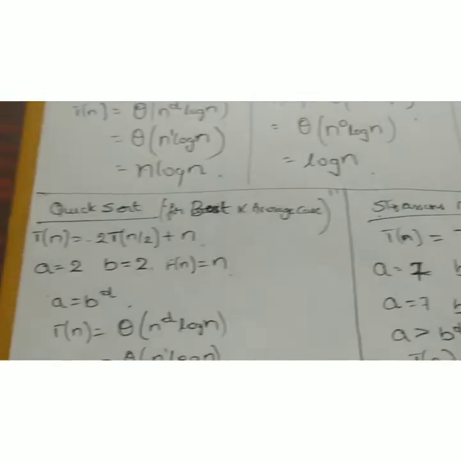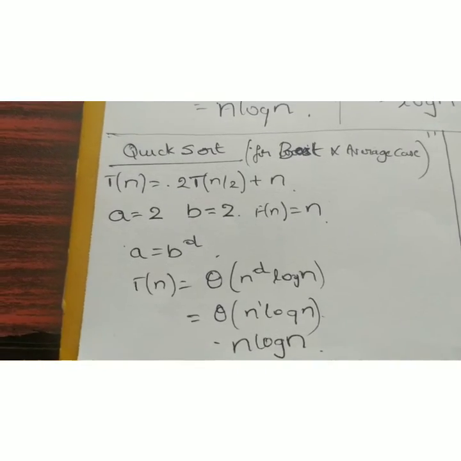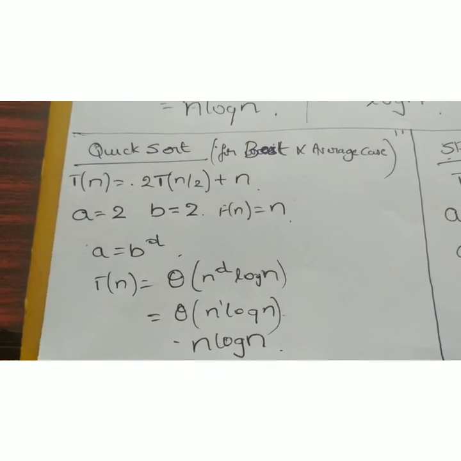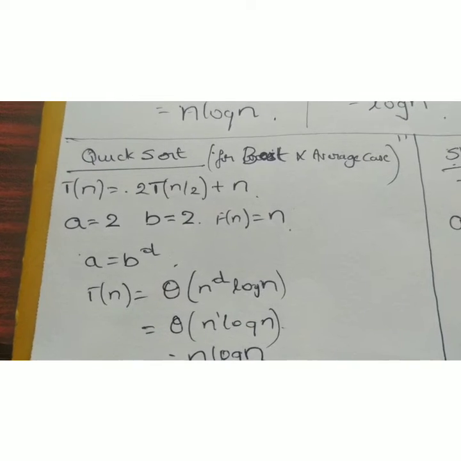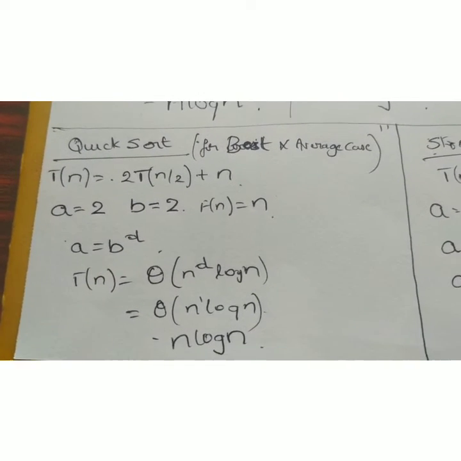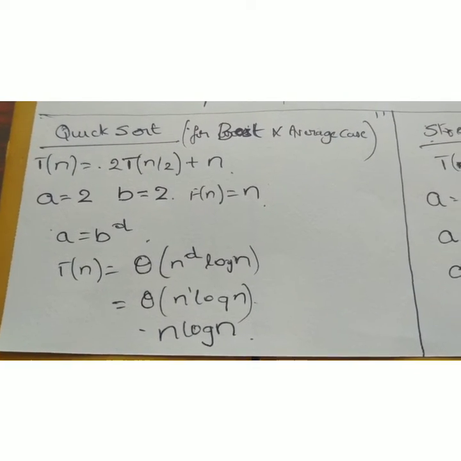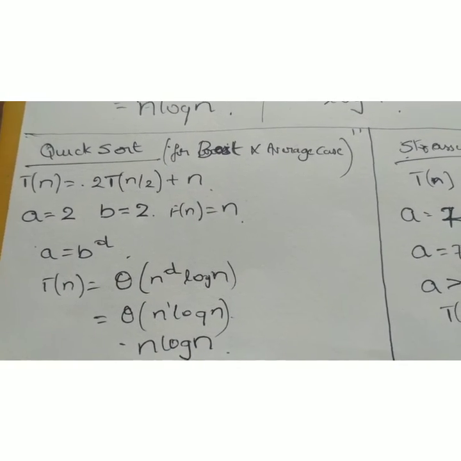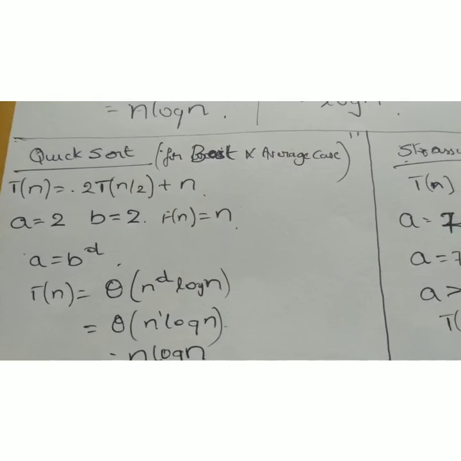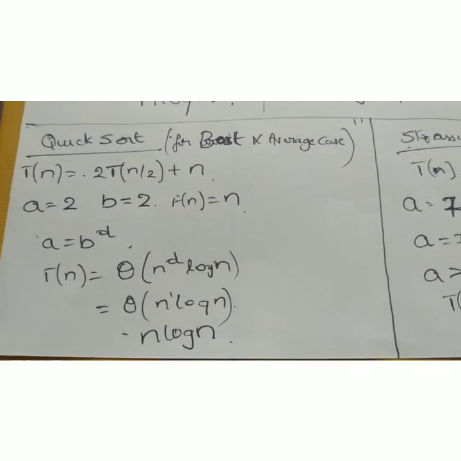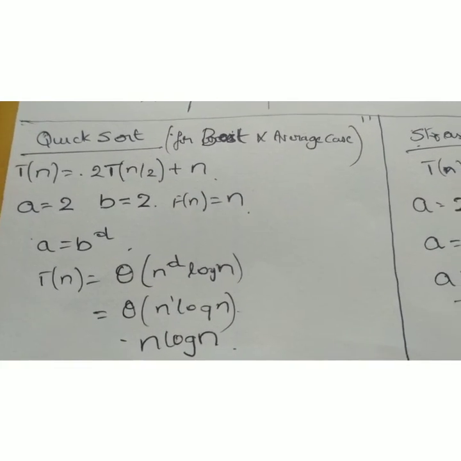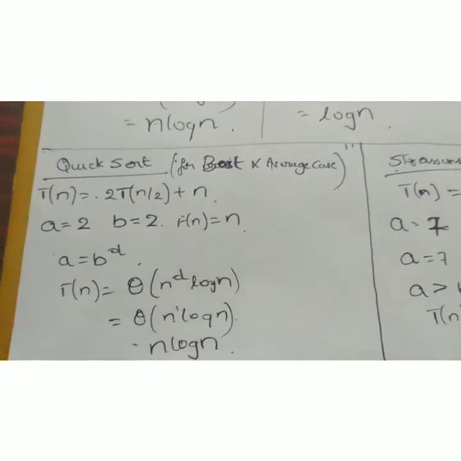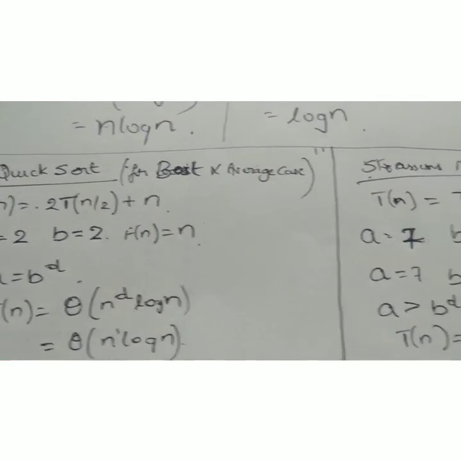Now coming to quick sort, it is the same as merge sort. But this is only for the best case and average case. In the worst case, what happens? The efficiency is n square. Master's theorem can give the result only for the average case, you should remember that. So for the average case and best case, it is n log n. Only for quicksort, the worst case is n square.